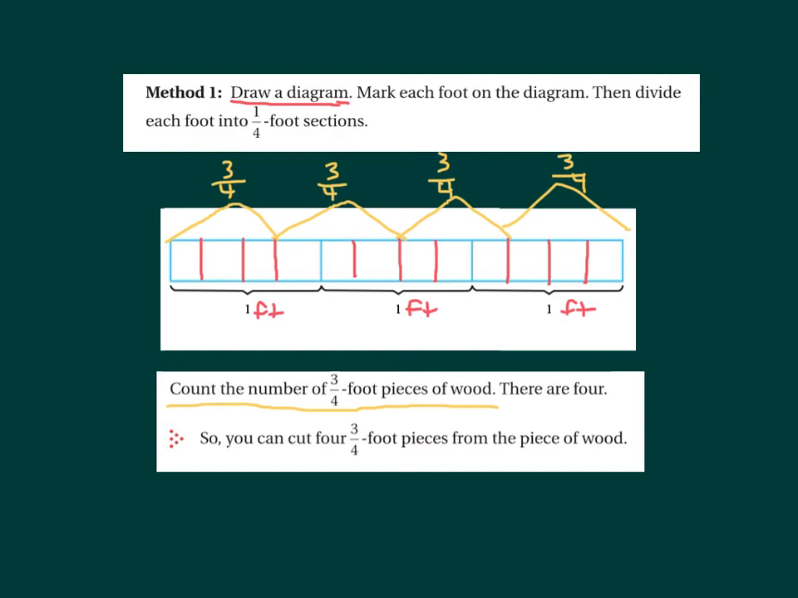So what that tells us from looking at the diagram is that you have 4 pieces of wood that we can cut into 3/4. So the final answer to our original problem, which was how many 3/4 foot pieces can we cut, it's basically this problem, 3 feet divided by 3/4, and that would equal 4 whole pieces.